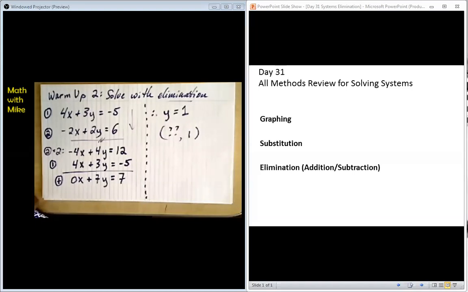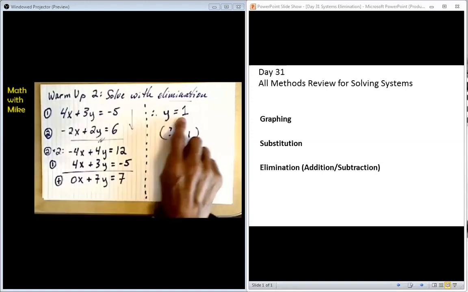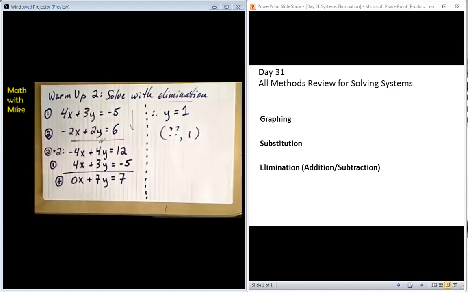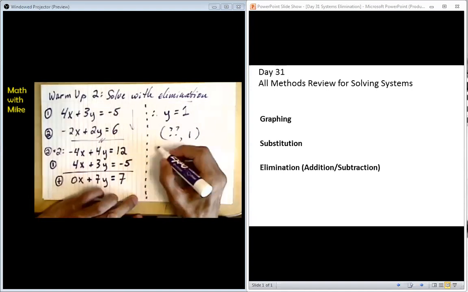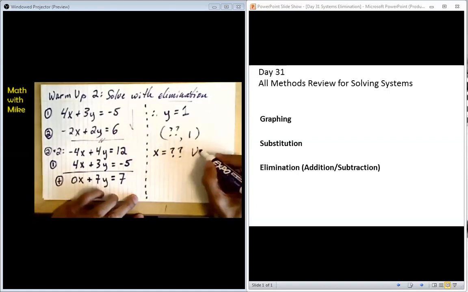So, yeah, exactly. We go back to the easy one, whichever one it is, and solve for x, right? Put y in there. That is, put y is equal to 1 in there and solve for x. Which equation do you want to use? Number 1 or number 2? 2? Okay. So x is equal to what? That's what we're doing right now. We're going to use equation number 2.